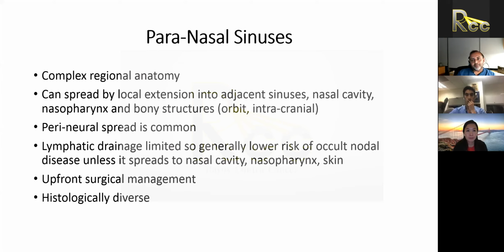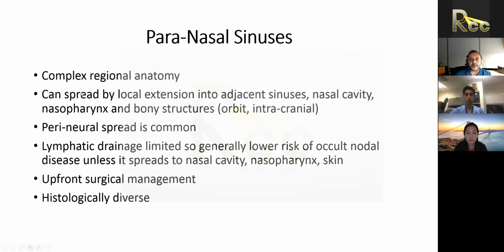I'm going to end by talking about paranasal sinuses. So these are tough cancers, and depending on where you are, either you're going to see a little bit of it across your practice, or if you're at an academic institution, I'm sure all the paranasal sinus cases funnel up to most academic institutions because these can be so tough to treat.